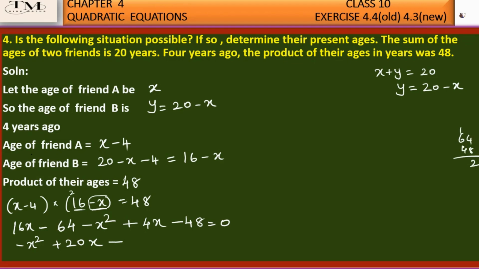Balance 1. 7 plus 4 is 11, 6 plus 1 is 7. So 112, which is equal to 0.